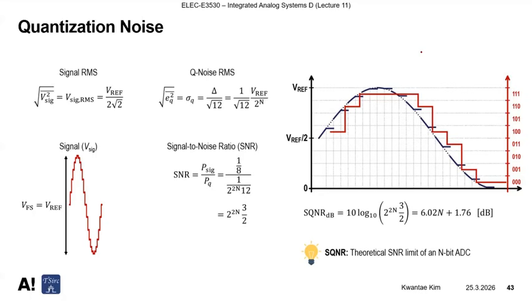This means that no matter how good your ADC design skills are, or no matter how genius you are, you cannot go over this limit. That is the meaning of this dB scale equation. This is the theoretical limit of a uniformly sampled and uniformly quantized n-bit ADC.